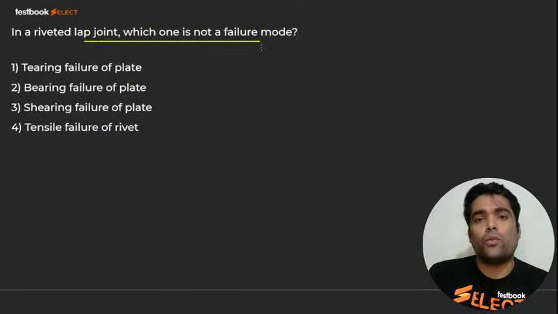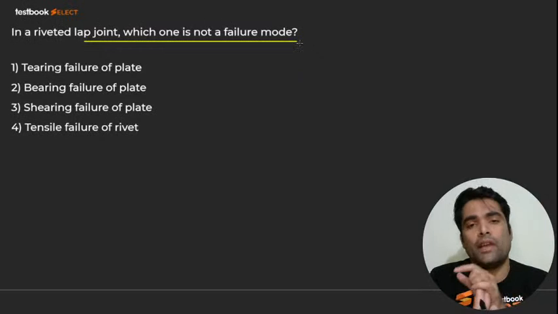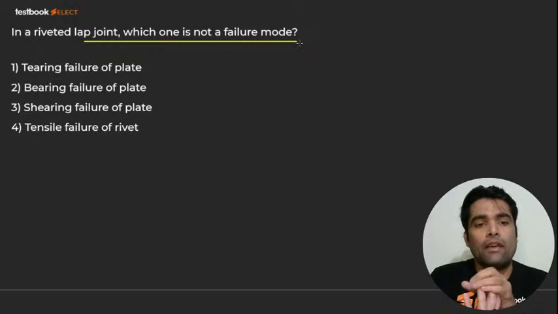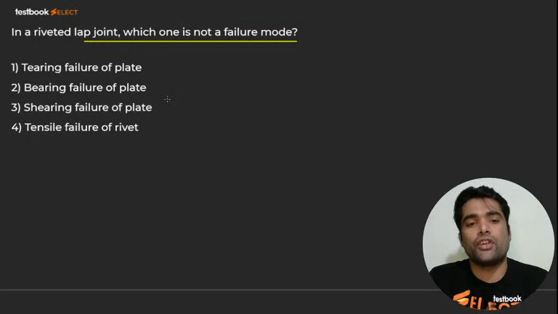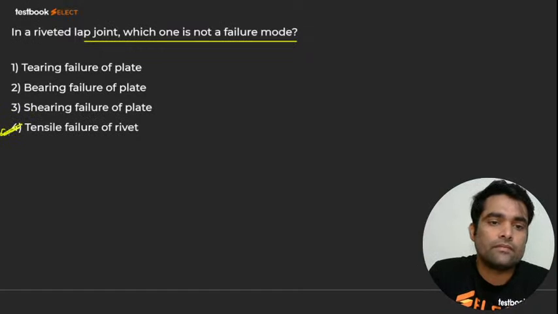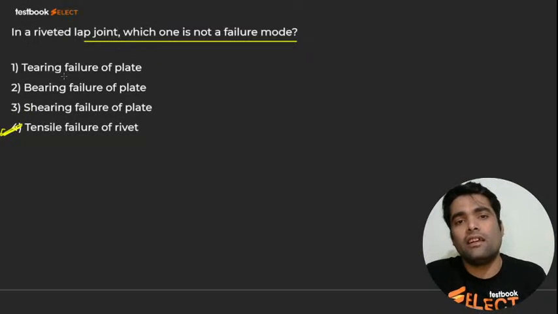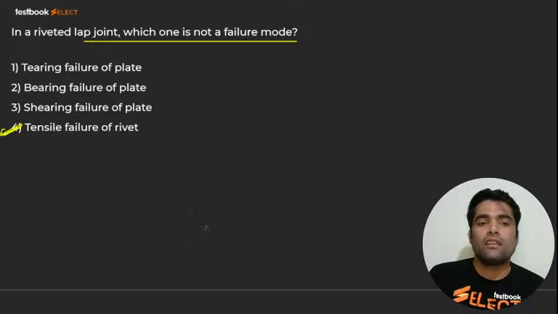Riveted lap joint, which one is not a failure? You know, it fails by crushing, it fails by what, my dear? Tearing. It also fails by bearing, that is crushing. Bearing means crushing. And it does not fail by tensile directly. We have calculated three efficiencies: tearing efficiency, crushing efficiency, and shearing efficiency.